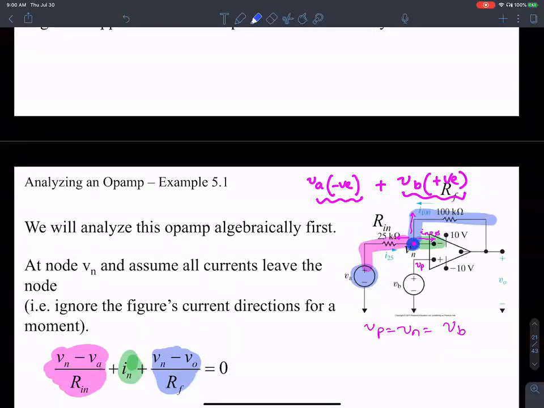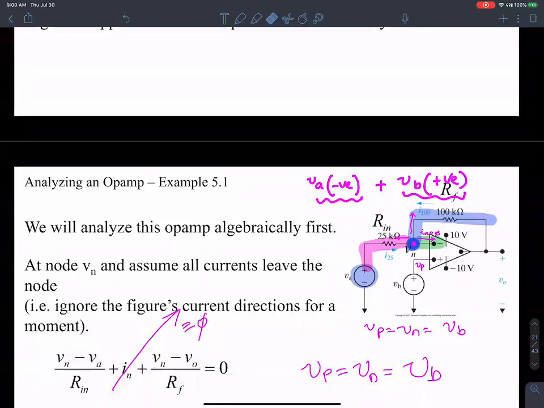So corresponding to those three currents, I have Vn minus V0 over Rf. Now, rule number 2 tells me that this guy, In, equals 0. Similarly, rule number 1 tells me that Vp equals Vn equals Vb. So in place of Vn, I'm going to plug in Vb. Does that make sense? Everybody with me?